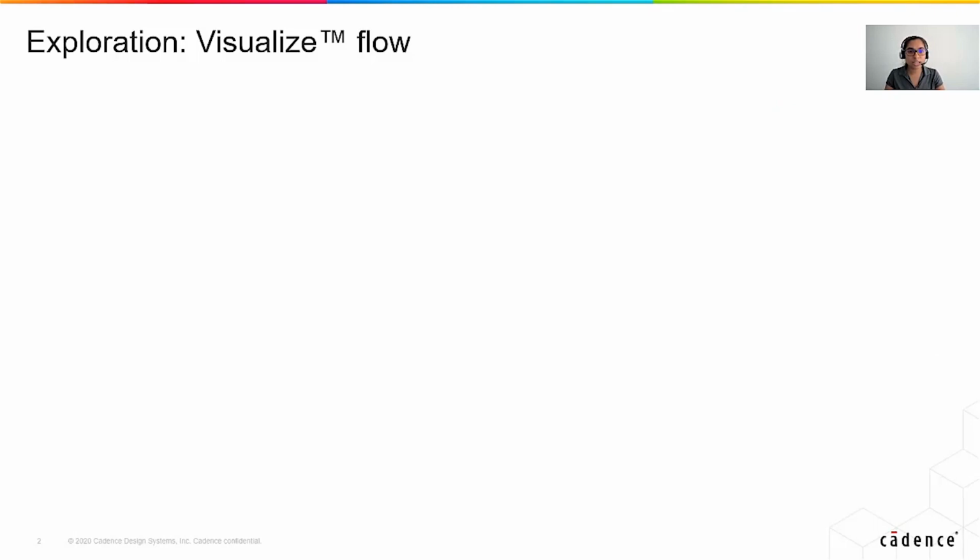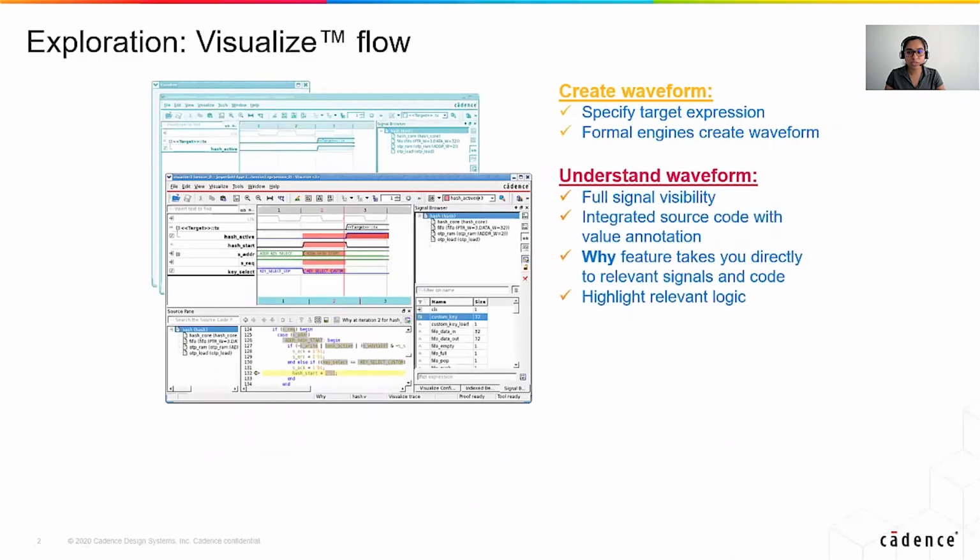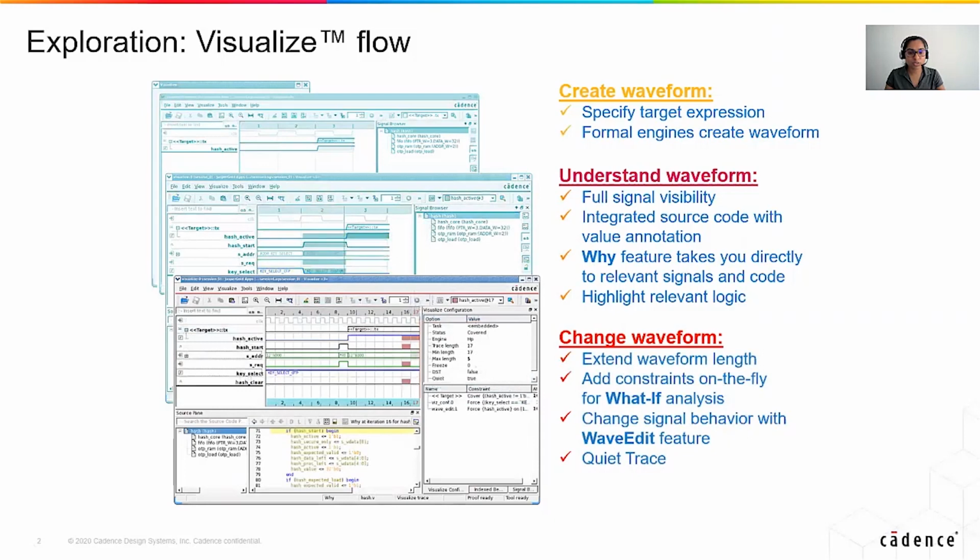To summarize, the JG GUI and Visualize environment come with powerful debug features that can help debug failing properties or explore the design. These features include waveform creation, Why feature with integrated source code and value annotation, highlight relevant logic, waveform extension, on-the-fly constraint addition, wave edit, and quiet trace.